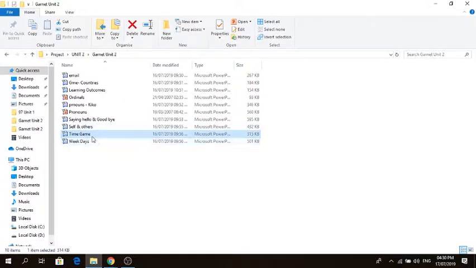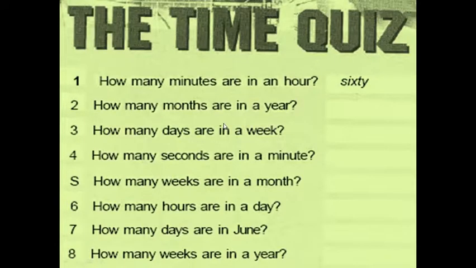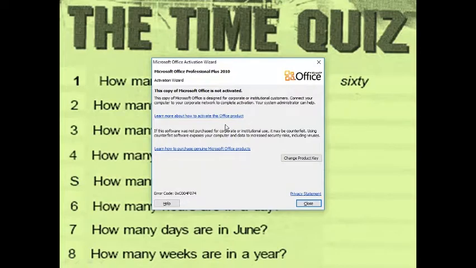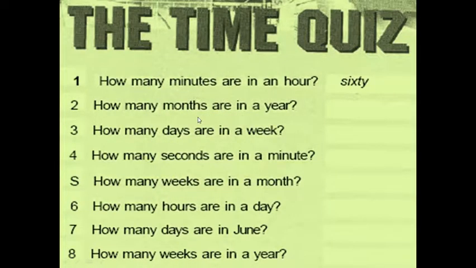I have another one. Here's a time game, and this will help us later in this unit. Actually, in a little bit, this is going to help us. So, how many minutes are in an hour? So, minutes in an hour is 60, obviously. How many months are in a year? We have 12 months in a year. I just said them. So we have January, February, March, April, May, June, July, August, September, October, November, and finally December. Okay? So how many days are in a week? We have 7 days in a week.